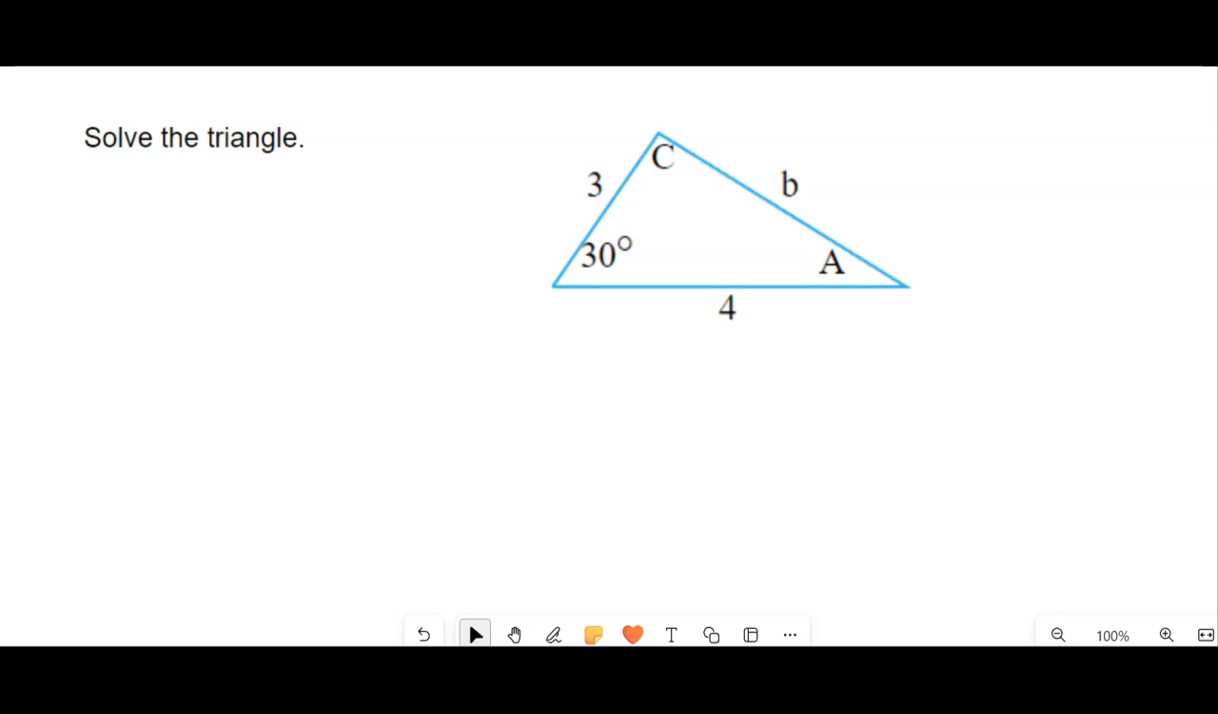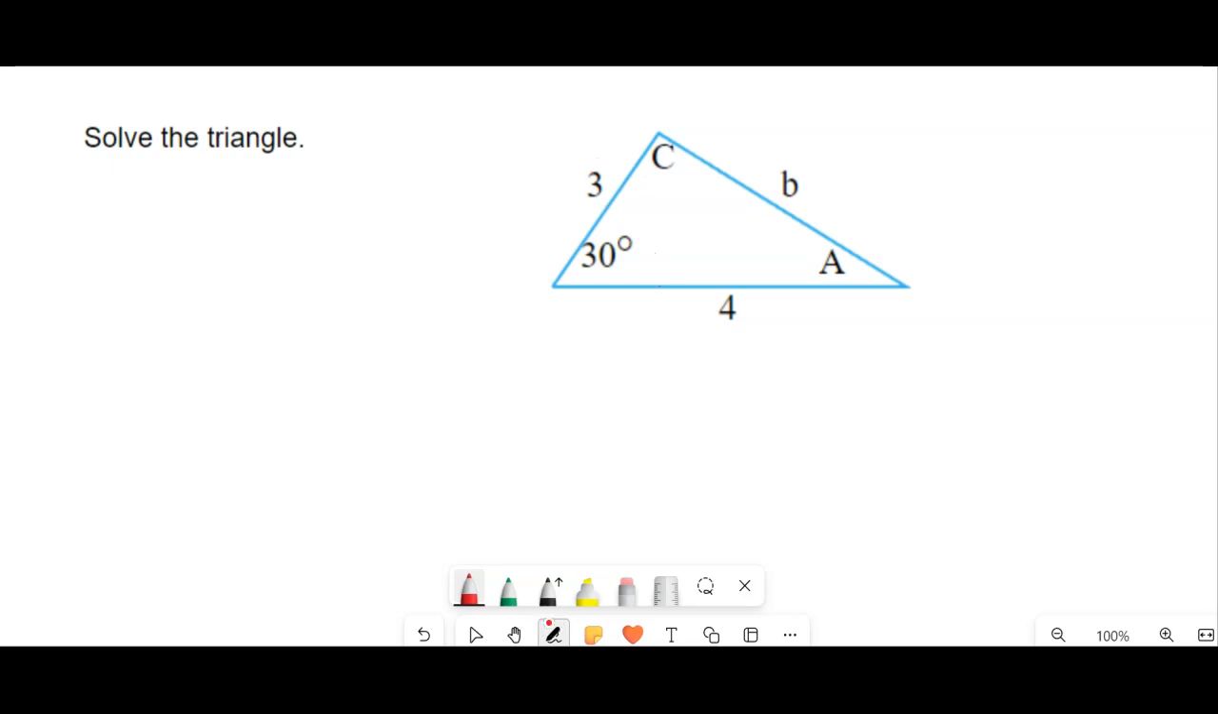Hey, trig class, we're going to look at this problem from the 9-3 homework set, the law of cosines. What we have here is what we could refer to as an SAS triangle, meaning we're given a side, the angle between, and another side. So side, angle, side. And when we have side, angle, side, we need the law of cosines.